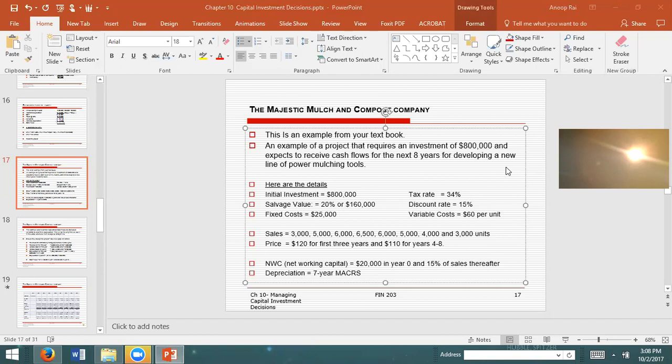Now the sales, as you're given first in units, and the way it's going to increase initially from 3,000 units to 6,500 units, and thereafter, presumably as the competition gets in, the units are going to come down till 3,000 units over the 8-year period. The price is going to be $120 for the first 3 years and $110 for the remaining years, 4 to 8, which is 5 years remaining.